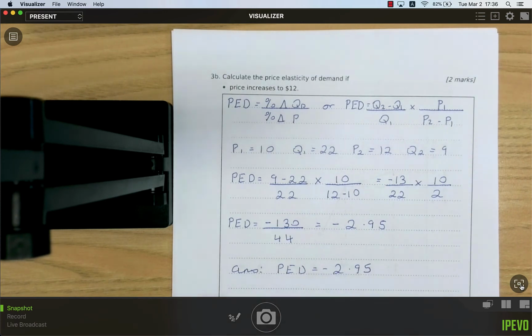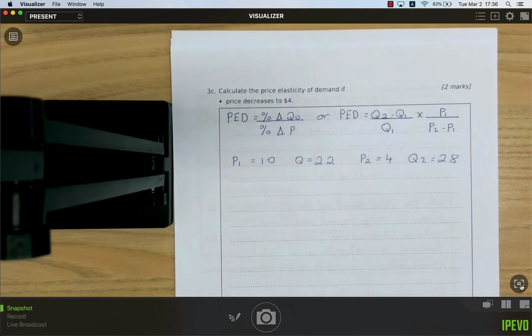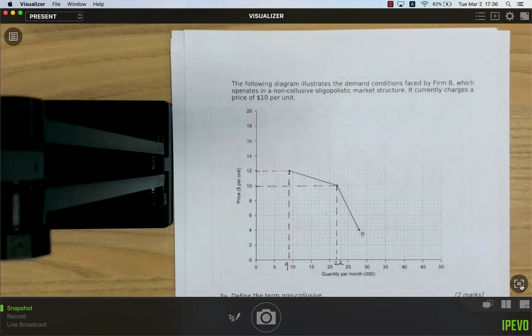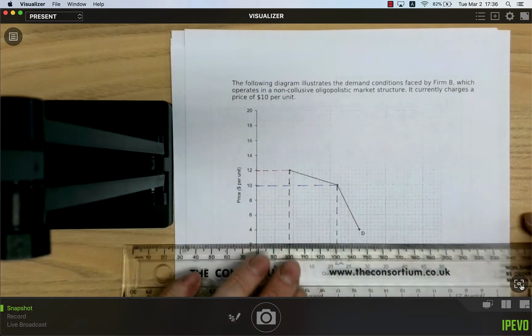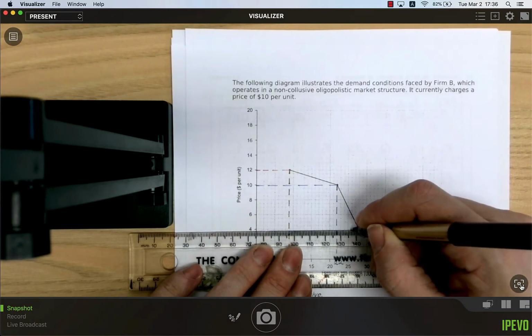Okay, absolutely fantastic. Now, let's have a look at question 3C. Calculate the price elasticity of demand if price decreases to 4. Okay, $4. So what I'm going to do is I'm going to take a different color pen. Please, please, please do what I say, not what I do, which is use pencil. I'm only doing this so you guys can see it on the video.